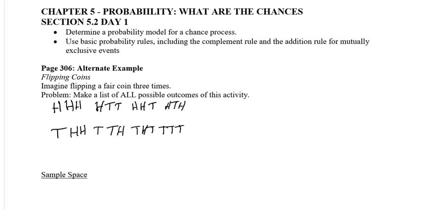Okay? You knew there were 8 because for the first flip there were 2 possibilities, heads or tails. Second flip there were 2 possibilities. Third flip there were 2 possibilities. 2 times 2 times 2 is 8. That's how we can know that there were 8 possibilities there.